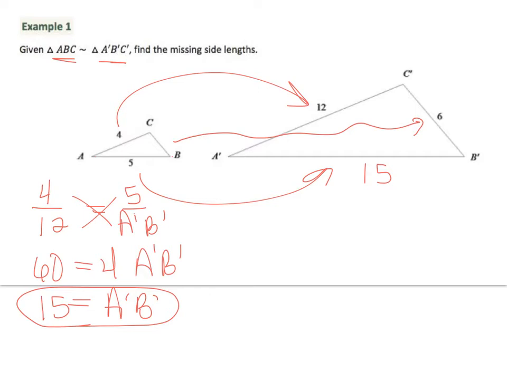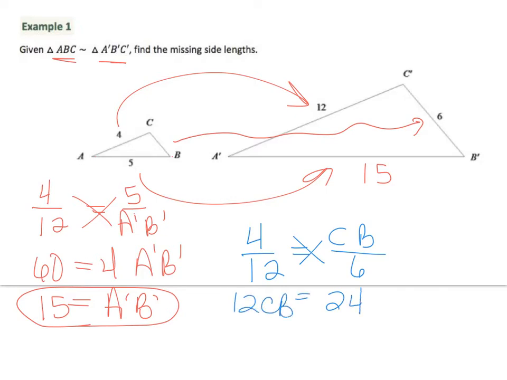Let's go ahead and do the other one. Let's go ahead and do 4 over 12 again. They're my two sides that are the same. And then I can do CB over 6. I'm going to cross multiply. 24 equals 12 times CB. So CB equals 2.